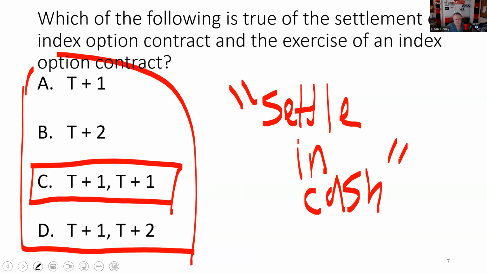Again, that's a testable distinction between equity option contracts. Equity option contracts settle T+1. Resulting exercise is T+2, and you actually have to deliver either money or the stock. What I mean by that is if you're short the call, you've got to deliver the stock. And if you're short the put, you've got to deliver cash equal to the aggregate exercise price.